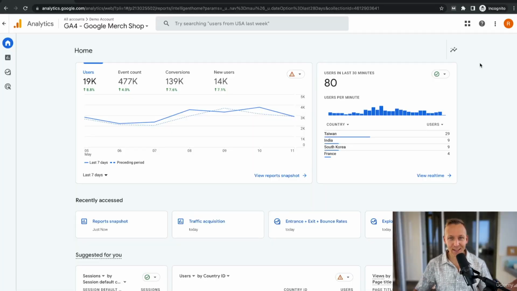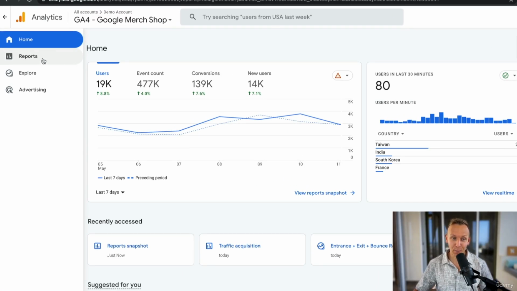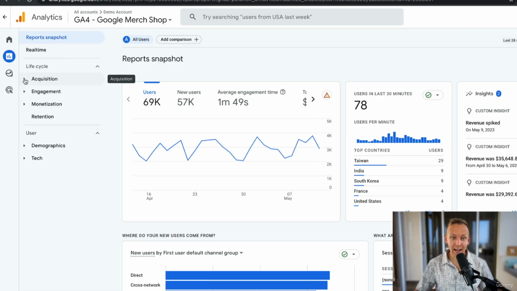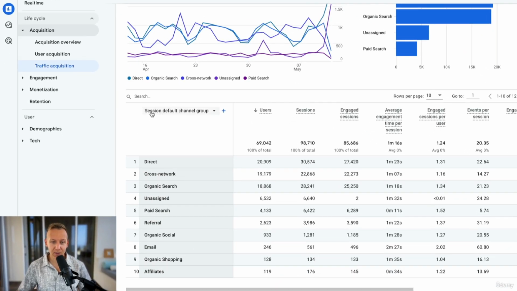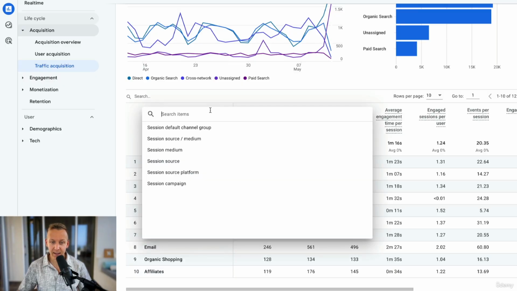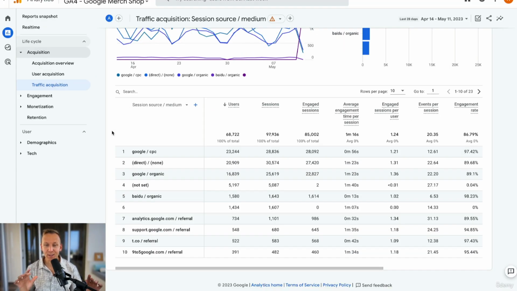Let's dive in. So we're going to start off by going to the left and go into reports as always. Go down to acquisition and then traffic acquisition. Now we're going to go down to where it says session default channel group. Click there and change it to sessions source/medium. Okay, so let's get started.